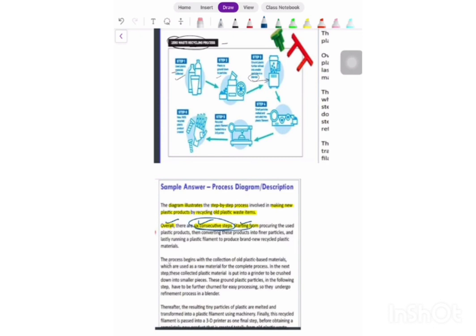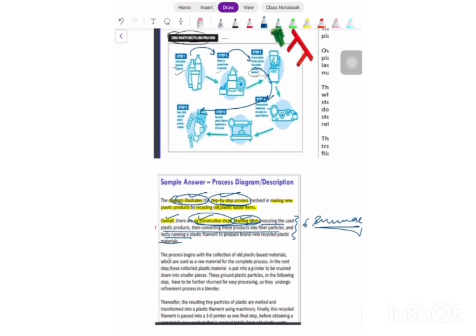These are the words that you should highlight and learn so that these can be used universally for every answer, like the diagram illustrates step by step process. Okay, ये words भी universally you can use, but this line which is written from here to here, instead of saying all the 6 steps, they gave us gist or summary of what actually is happening here. Okay, so you don't have to give a lot of detail. So they said that it starts from procuring the used plastic. So we have procured the used plastic, and now we will convert this product into finer particles, and then a filament is made, and that filament is used to produce brand new recycled plastic material.